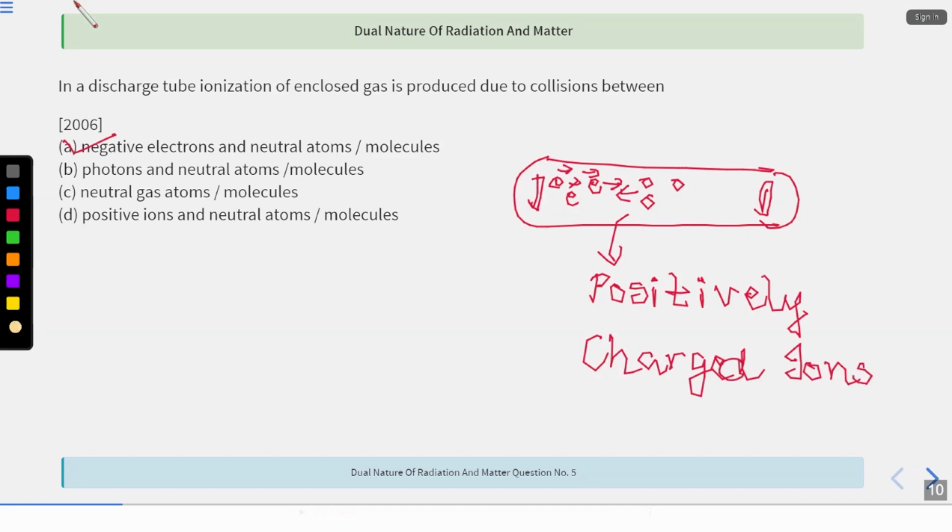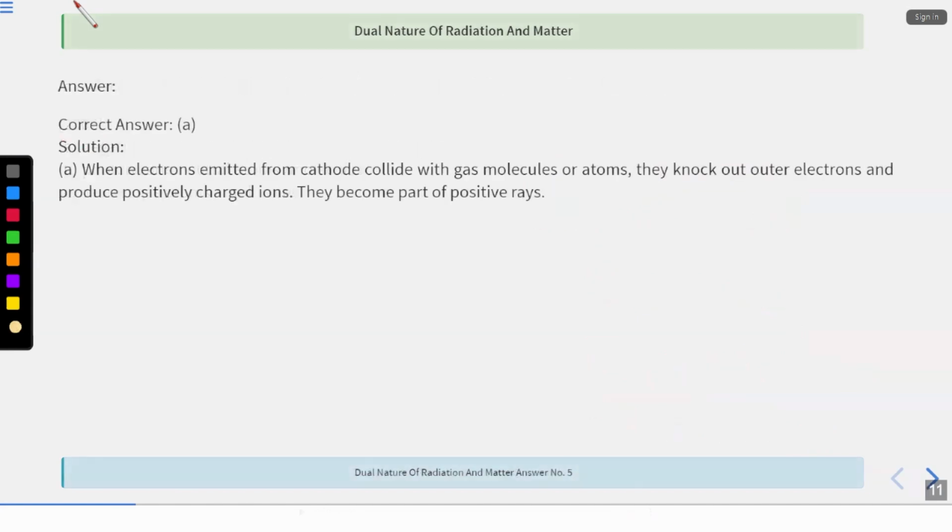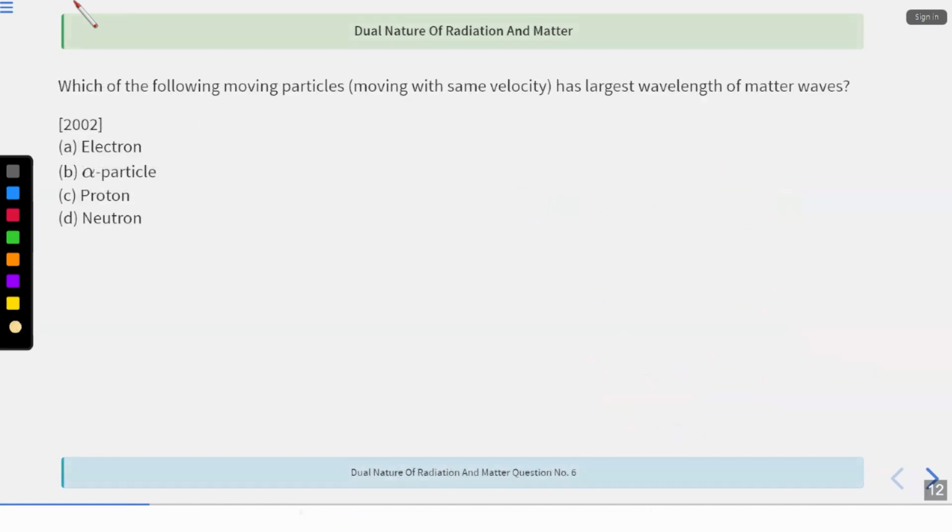So therefore, it brings up the positive rays, right? And therefore, we can tell that the collision of negative electrons with neutral atoms or molecules will produce the ionization of enclosed gas, right? Because positively charged ions are produced.